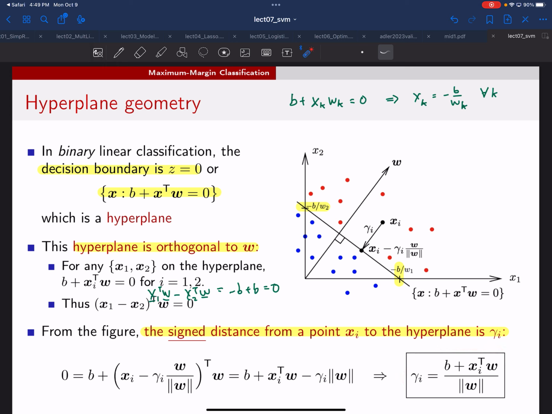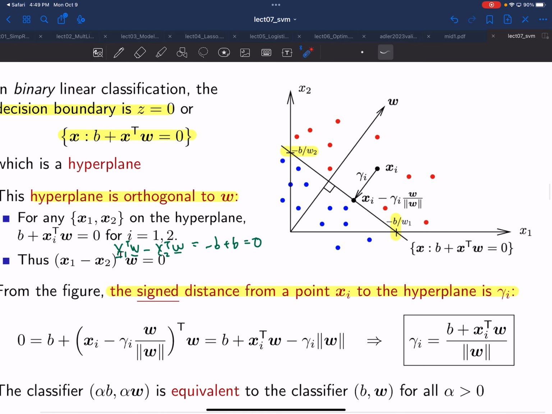Okay, so let's figure that out. Let's say that this is the xi that we are focusing on. We want to know how far, maybe I'll put it over here. How far is that point from this hyperplane? The way that we can do this is we can ask the question, how far do I have to move from that point in the direction directly perpendicular to the hyperplane until I'm on the hyperplane? After I've moved that far, that is the distance.